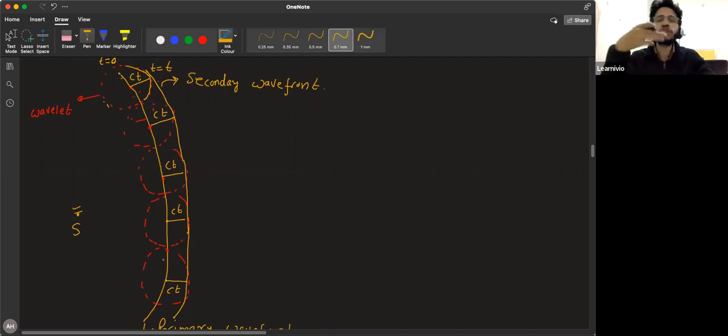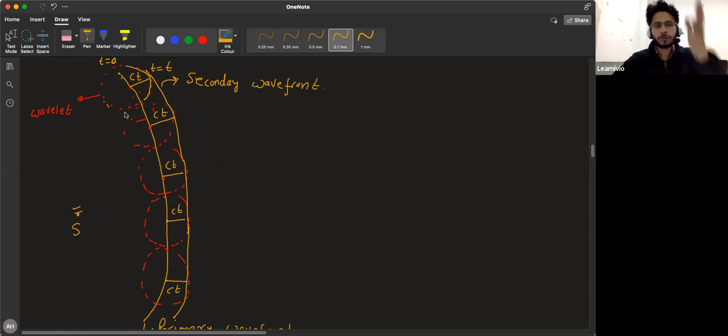If I have a line source, Anshika, then what will be the shape of the wavefront? Mehraj, if I have a line source, what would be the shape of the wavefront? Cylindrical. Cylindrical, right? If you have a line source, then it will be a cylindrical wavefront.